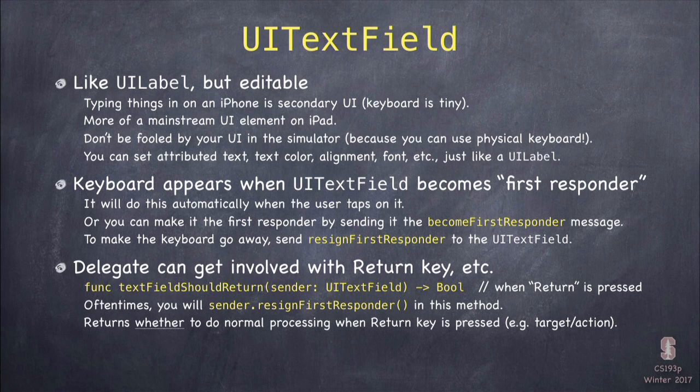UI text field has a delegate. It has actually about 10 delegate methods. It can do quite a lot of interesting things. For example, when the keyboard comes up, most keyboards have a return key in the lower right-hand corner, okay? And when you hit that return key, you get this delegate method, text field should return. It returns a bool. It's basically saying, should I do what I normally do when you press return?